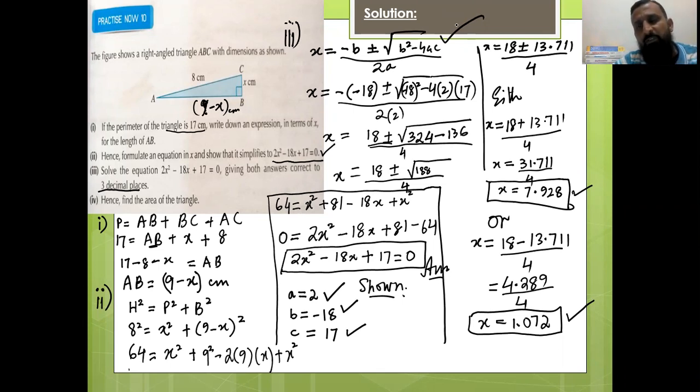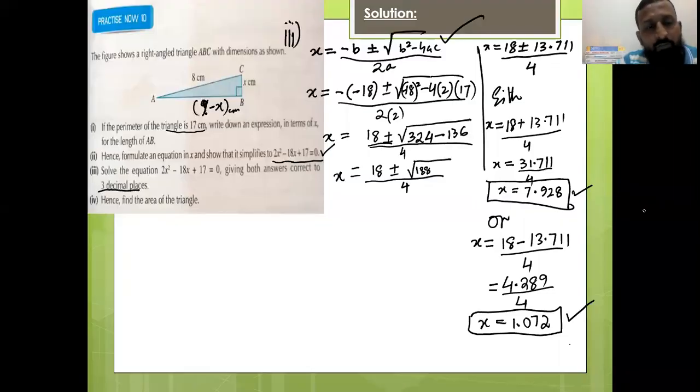We find the sum, we find the difference, and the two answers are found to be x equals 7.928 and x equals 1.072. I hope this part is also clear to you guys. Now, the last part of this question is, hence find the area of the triangle. Now, how do we find the area of the triangle, boys and girls? We find the area of the triangle by using the formula half into base into height.